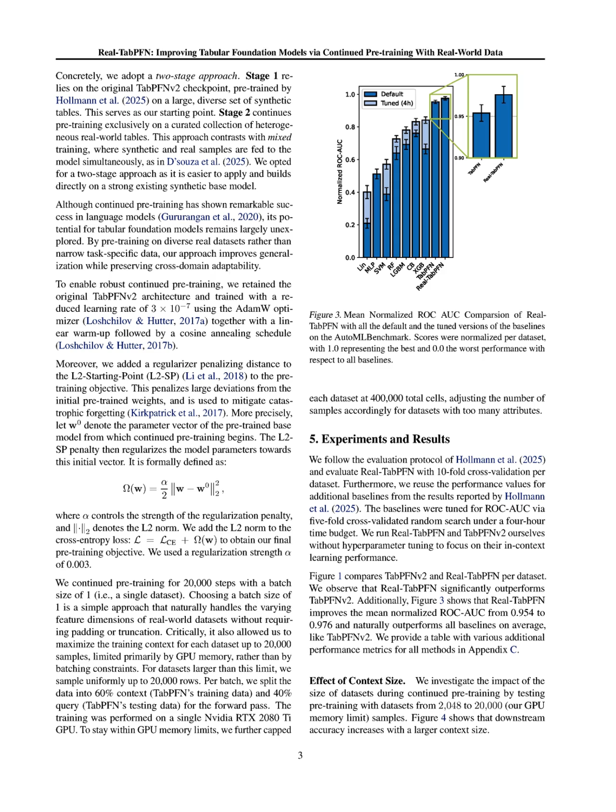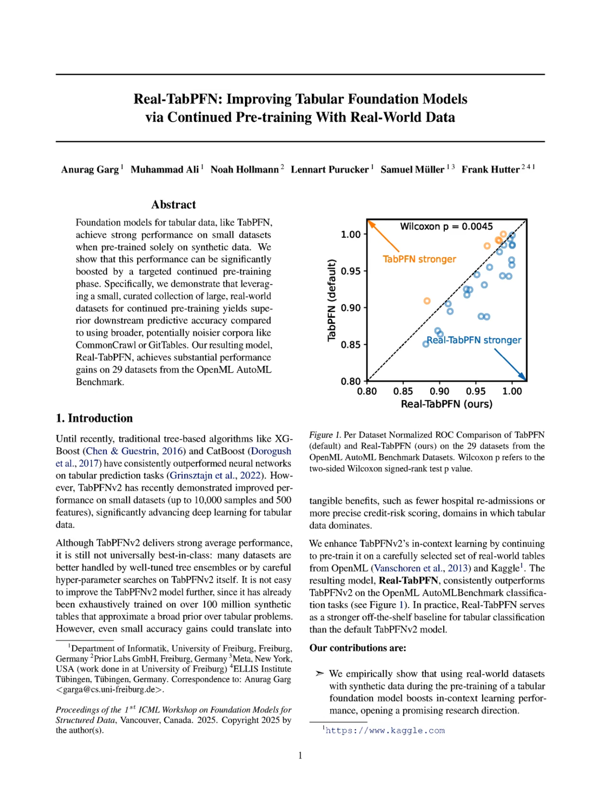This method contrasts with mixed training, as it avoids simultaneous feeding of synthetic and real samples, allowing the model to build on its strong synthetic base without interference. The combination of synthetic data in Stage 1 and real-world data in Stage 2 leverages the strengths of both paradigms, ultimately leading to improved in-context learning performance, as evidenced by the significant accuracy gains observed in the Real-TabPFN model.